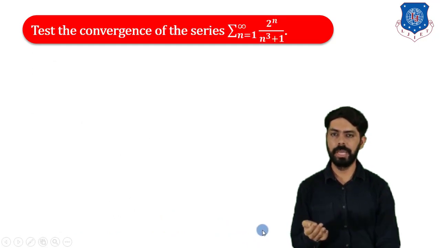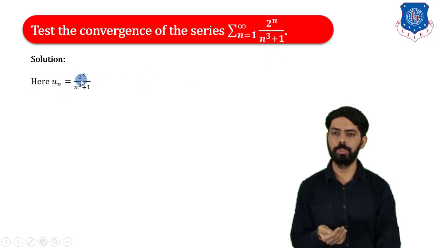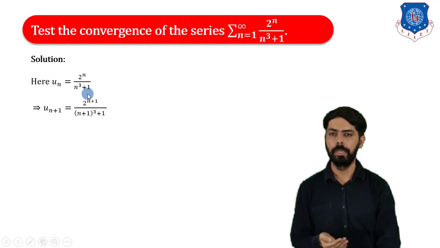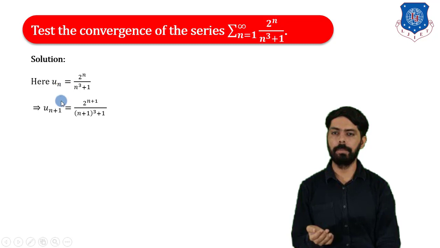Now we will discuss the next example. Test the convergence of the series sigma n equal to 1 to infinity 2 raised to n divided by n cube plus 1. So here un is equal to 2 raised to n divided by n cube plus 1. Now we will find out un plus 1. For that we will replace n by n plus 1 in un. So it will be 2 raised to n plus 1 whole divided by (n plus 1) raised to 3 plus 1.